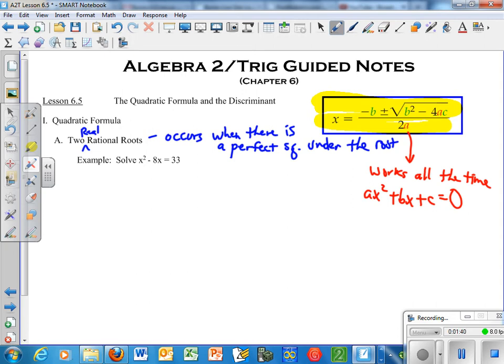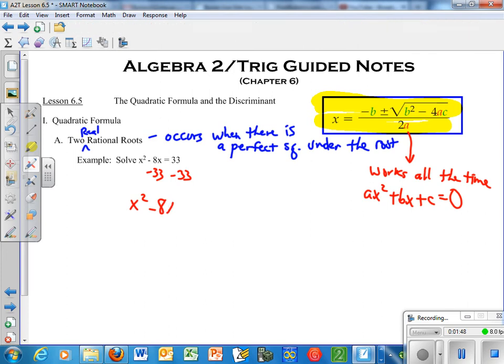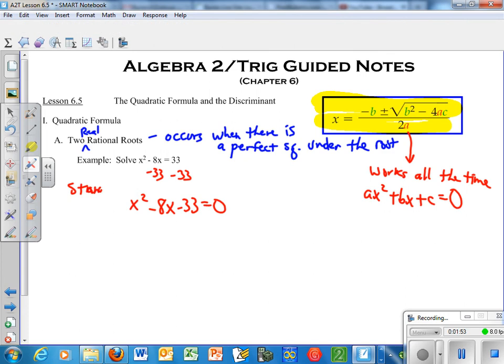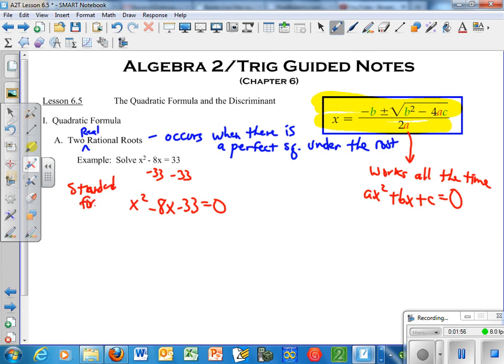So, two real rational roots. Let's go through and look at this. Obviously, this one is not set equal to 0, so I would have to subtract 33 in my first step. So I have x squared minus 8x minus 33 is equal to 0. That is what we call standard form of a quadratic. Whether you're solving by factoring or by the quadratic formula, that's the form you need it in. So now, I would suggest you write down your a, b, and c. A is what's in front of x squared, so a would be 1. B is what's in front of x, which is negative 8. And c is the constant term, which is negative 33.